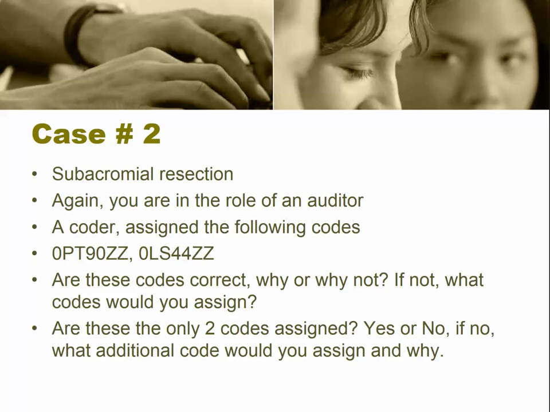You're given 2 ICD-10 PCS codes: 0PT90ZZ and 0LS44ZZ. Are these codes correct? Why or why not? And if not, what codes would you assign? Also, are these the only 2 codes assigned? Yes or no? If no, what additional code would you assign and why? And what clinical information would prompt you or could you use to validate the fact that you are going to assign an additional code? So again, you're taking on the role of an auditor, and you're going to answer these questions on the course discussion board.